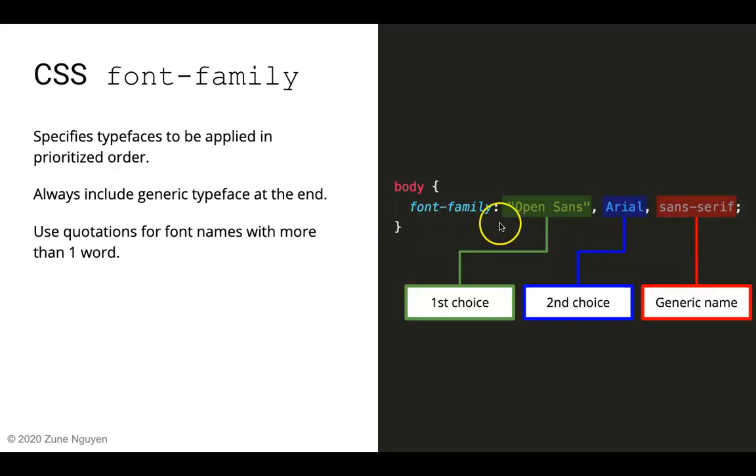So this is a typical way we like to write font families to indicate: okay, this is the first choice. If the first choice fails, use the second choice. If the second choice fails, use the third choice, and so on and so forth.